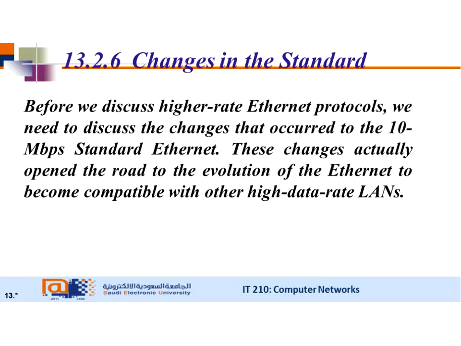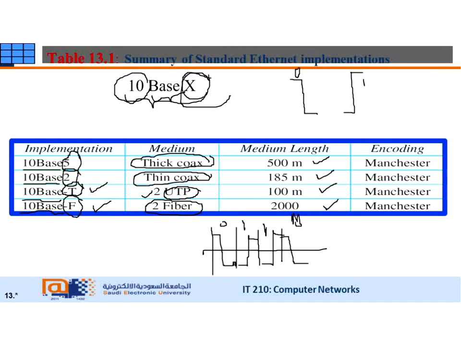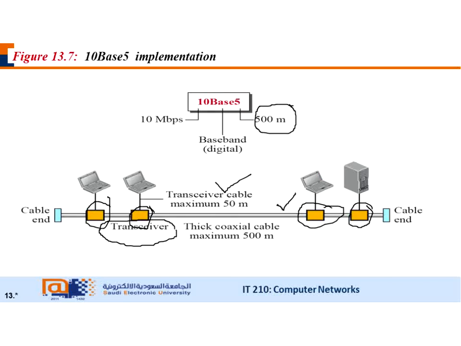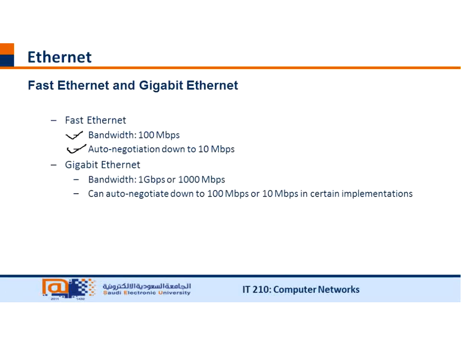Similarly, the previous table that we discussed for standard Ethernet, this one, you should memorize. What are the 4 different implementations for standard Ethernet, which medium we are using, what is the medium length, and what encoding we prefer. Is my voice clear now?